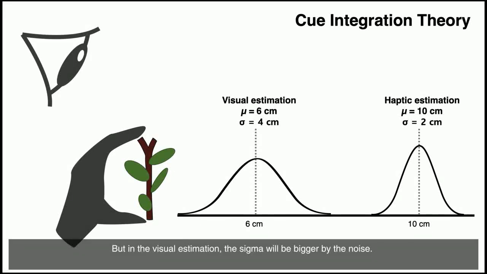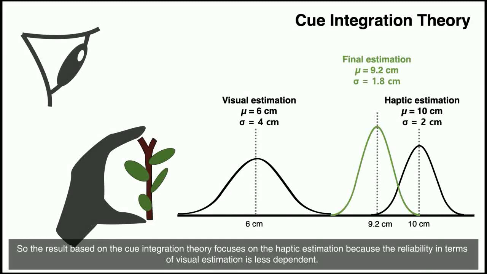But in the visual estimation, the sigma will be bigger because of the noise. So the result, based on the Q integration theory, focuses on the haptic estimation because the reliability of the visual estimation is least dependable.